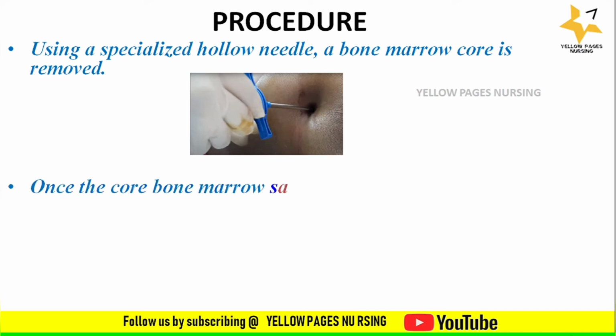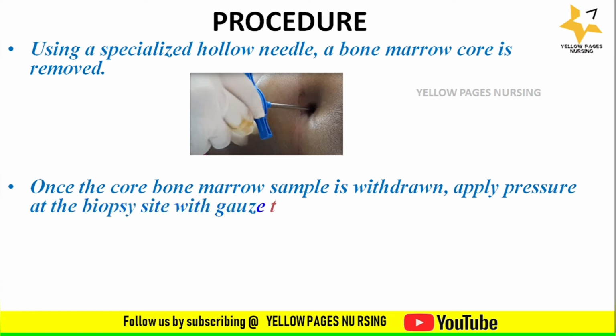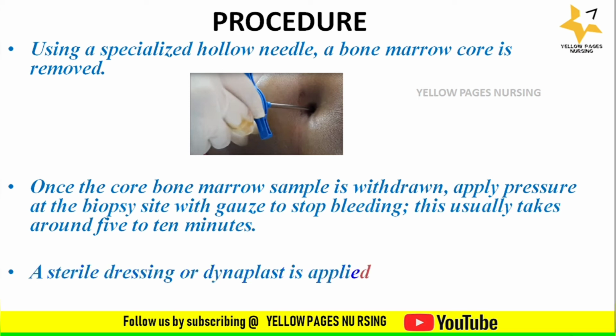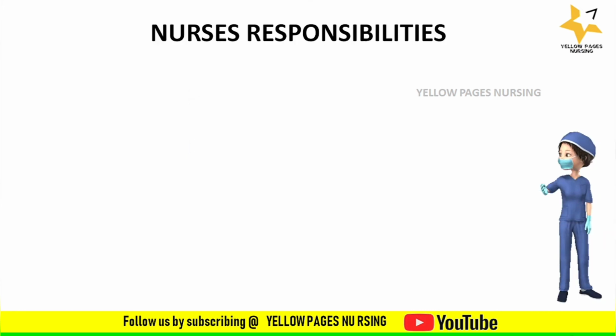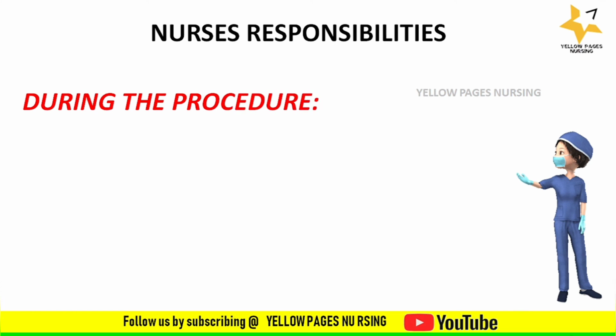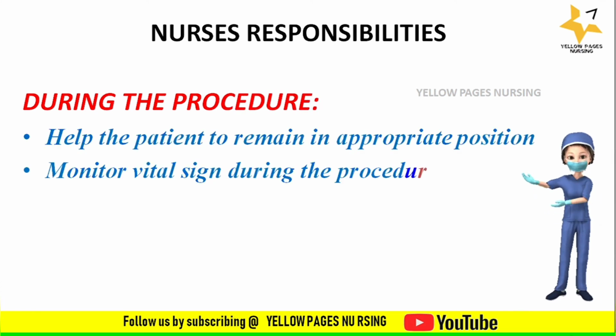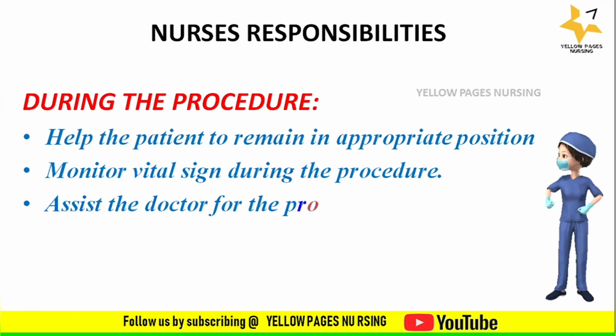Once the core bone marrow sample is withdrawn, apply pressure at the biopsy site with gauze to stop bleeding. This usually takes around 5 to 10 minutes. A sterile dressing or dynaplast is applied to the biopsy incision site. Nursing responsibilities during the procedure include helping the patient to remain in appropriate position, monitoring vital signs during the procedure, and assisting the doctor for the procedure.